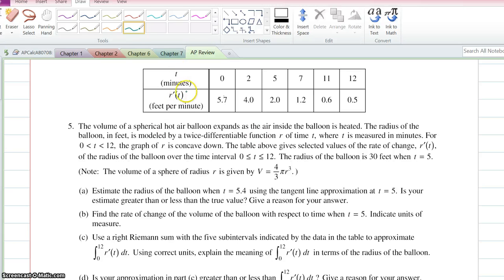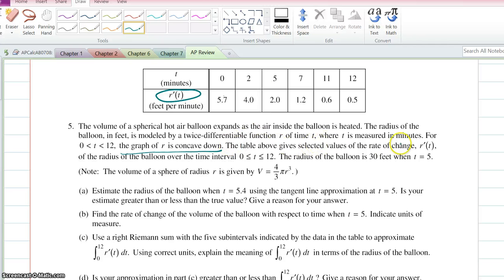So we're given these values. Keep in mind that r prime of t is your dependent variable in here. The volume of a spherical hot air balloon expands as the air inside the balloon is heated. The radius of the balloon in feet is modeled by a twice differentiable function r of time t, where t is measured in minutes. For 0 to 12, the graph of r is concave down. That's a really obscure piece of information they're giving there, so I'm going to underline it. There has to be a reason why they're giving us that.